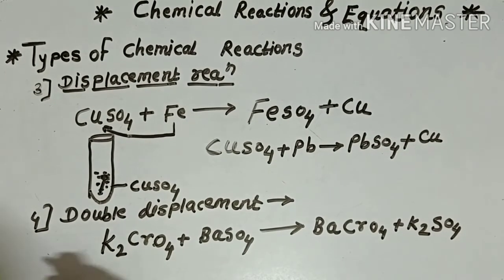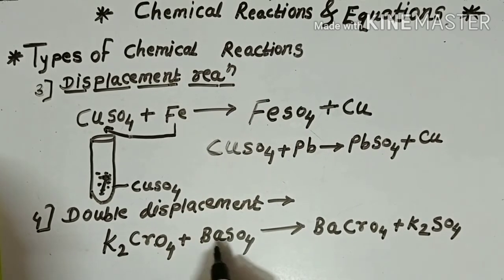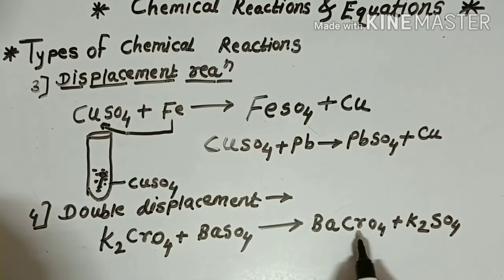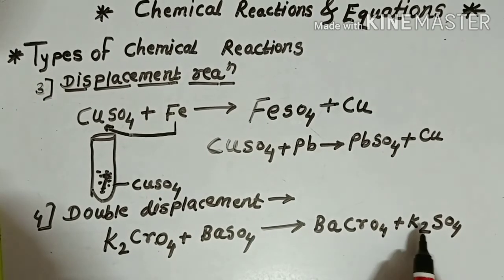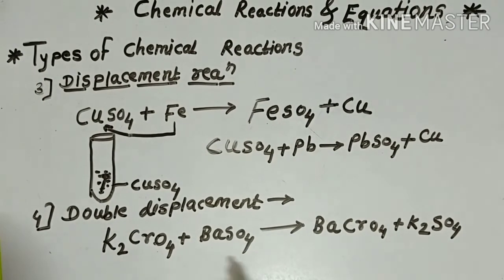See here again, potassium chromate plus barium sulfate. There is a formation of barium chromate plus potassium sulfate. What happens in this reaction at a time?